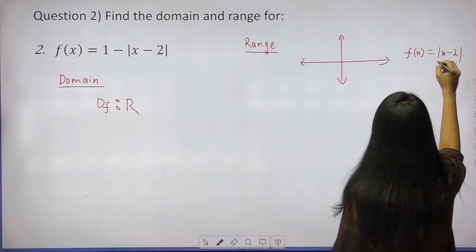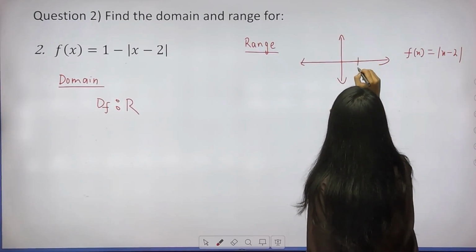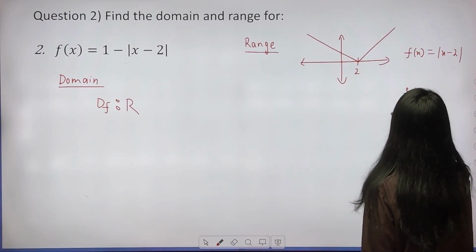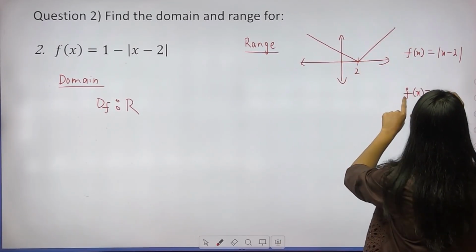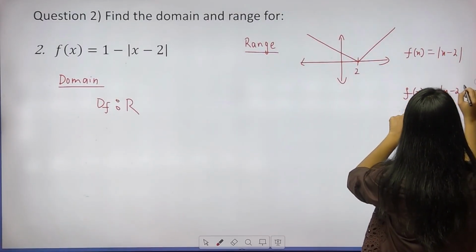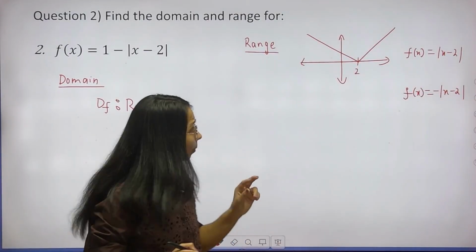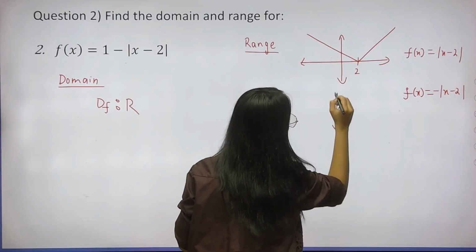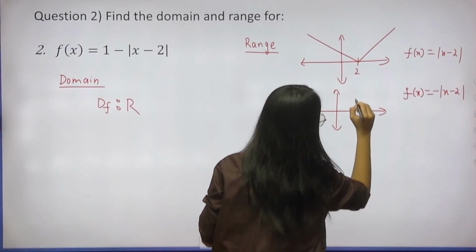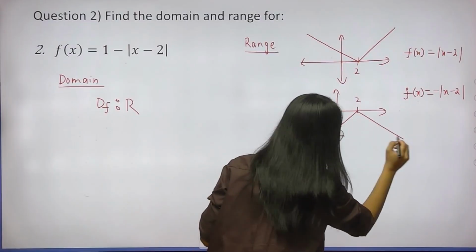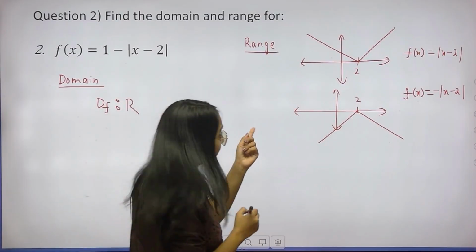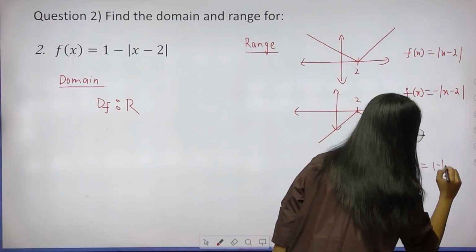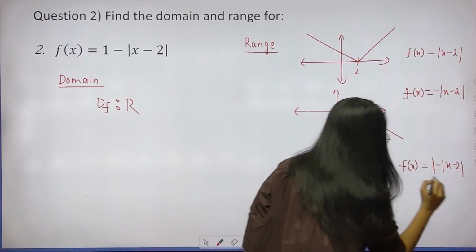Okay. So clearly, the critical point will be x equal to 2, and this will be the function. Okay. Next, now let's draw f of x is equal to negative of x minus 2. Okay. So for the negative portion, we'll take the mirror image. Okay. So now the function becomes like this. Now 2 goes here and it looks like this. Okay. Now let's add 1 here. Okay. So now it becomes 1 minus modulus of x minus 2.